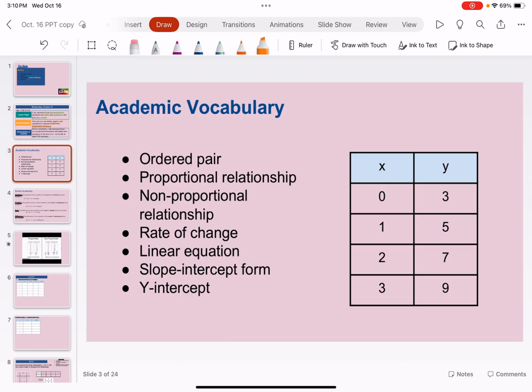So we have a few vocabulary words. The first one is ordered pair. So the definition for that is a pair of points in a fixed order that includes the x-coordinate and the y-coordinate. So ordered pairs are just written as x comma y. Another word for it is coordinate.